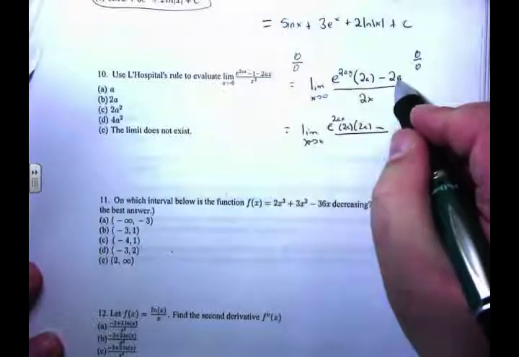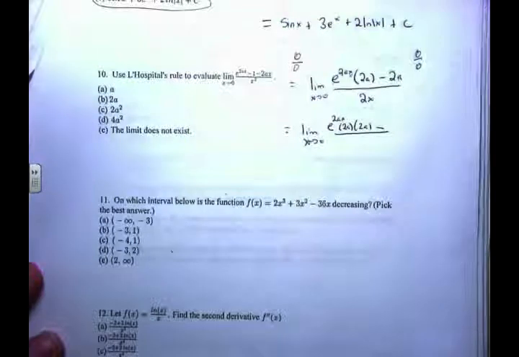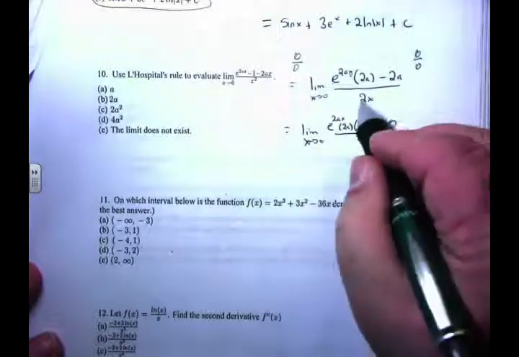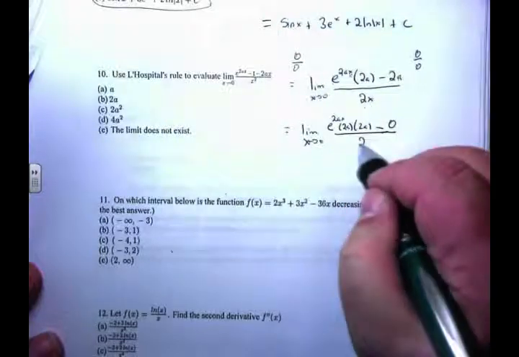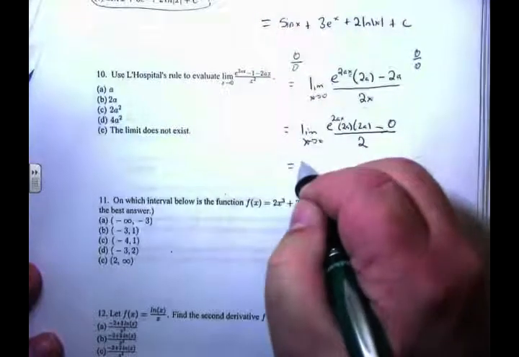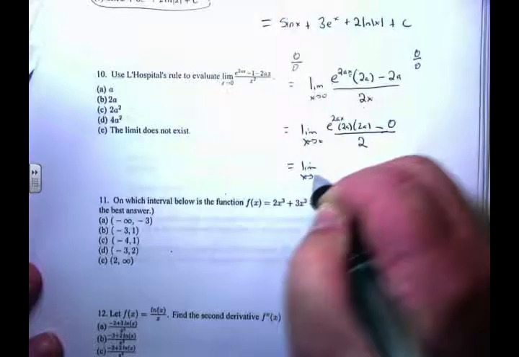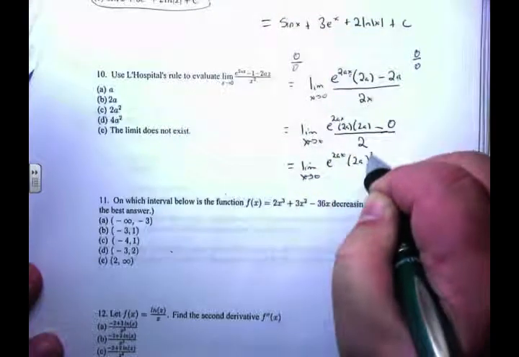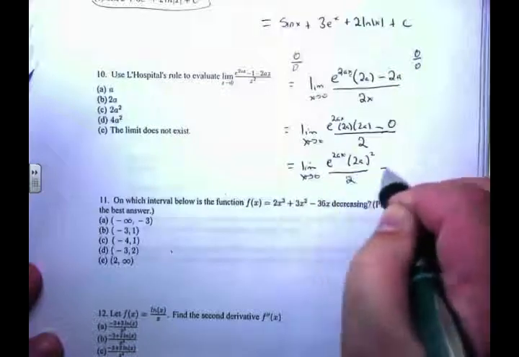This is where most students screwed this problem up. You're taking the derivative with respect to x. So if a term doesn't have x in it, the derivative is 0. And I did that for your benefit. And what's the derivative of 2x? That's actually 2. So when I clean this up, this is the limit of e to the 2a times x times 2a quantity squared all over 2.